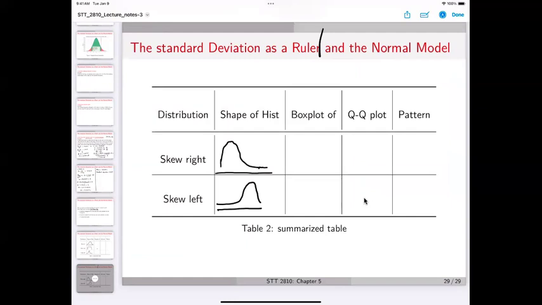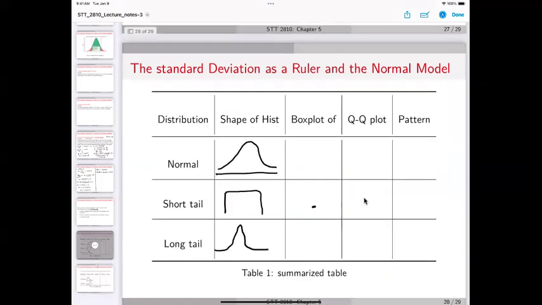Any questions so far? Okay. And then the difference between the short tail and the long tail: you see the short tail is mostly flat at the top, but for the long tail, most of the data are in the middle, and then the tails are long. Is that okay?